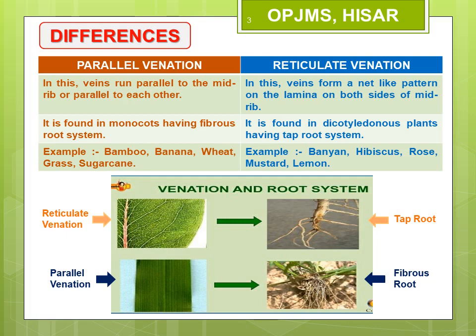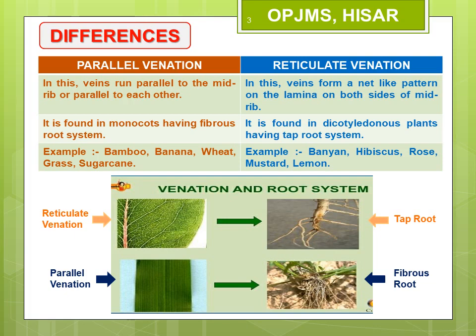You can observe parallel venation in plants like bamboo, banana, wheat, grass and sugarcane, and reticulate venation in plants like banyan, hibiscus, rose, mustard, lemon, etc.